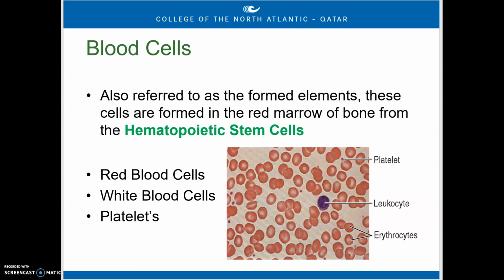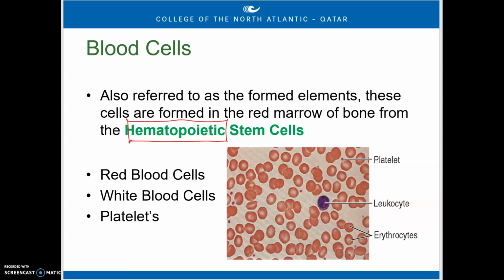So let's talk about blood cells for the next couple of slides, and the blood cells fall into that category of the formed elements. Now most of these cells are going to be formed in the red bone marrow, and they're going to be formed from what we call a stem cell, or a pluripotent stem cell. In this case, we're going to call it a hematopoietic stem cell. And what this word means is the cells are going to turn into blood cells.